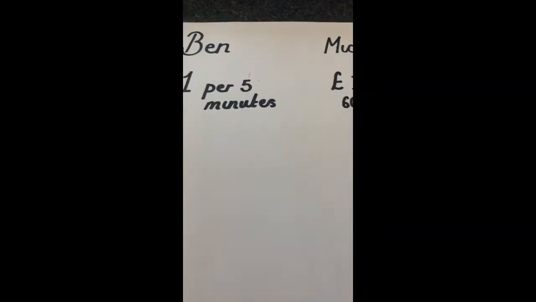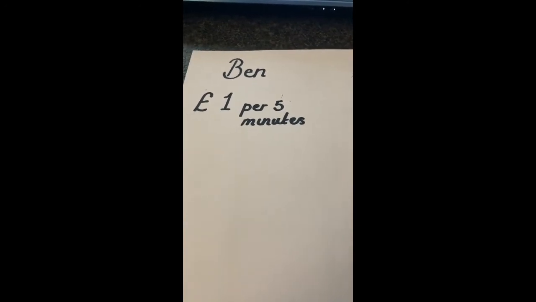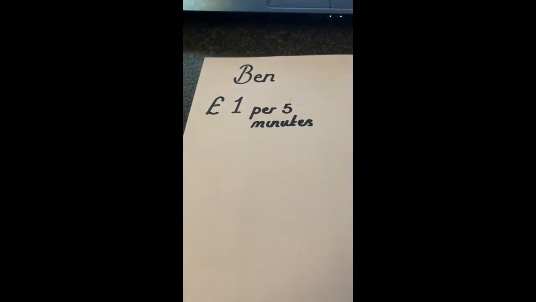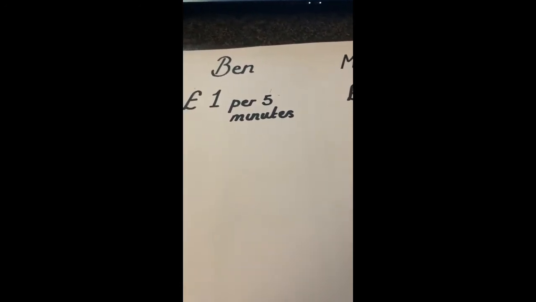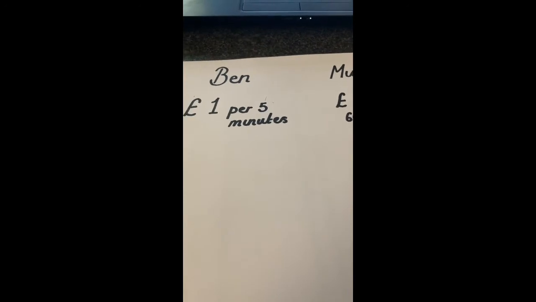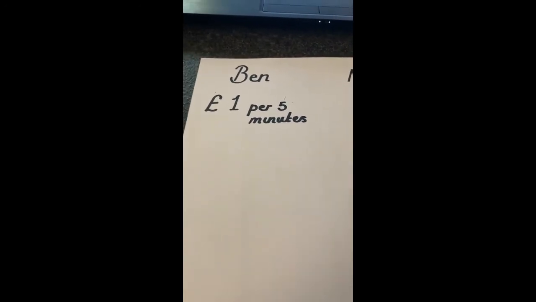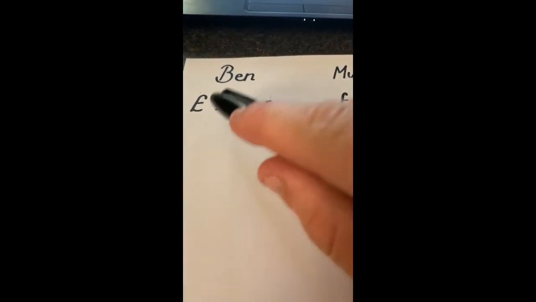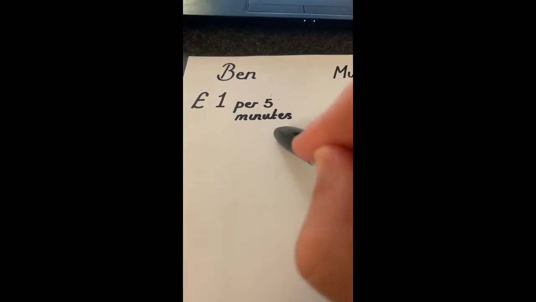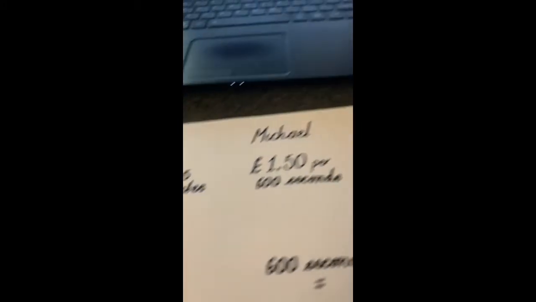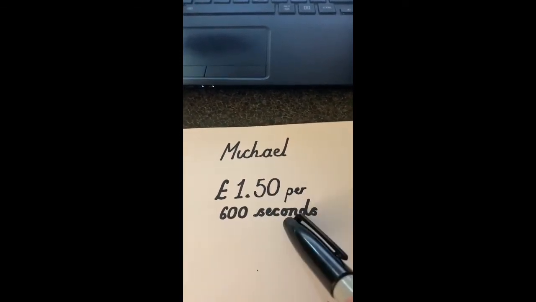Okay, so this question is asking us which friend will give Drew the most money if he remains silent for 1 hour. Now we've got 3 values here, but they're all using different units. So we've got to convert them first and foremost before we can even compare them. Now I'm going to convert them to minutes. So we've got Ben, who raises £1 per 5 minutes. Now this is already in minutes, so we can leave this one as it is for now. Now Michael, he raises £1.50 per 600 seconds.